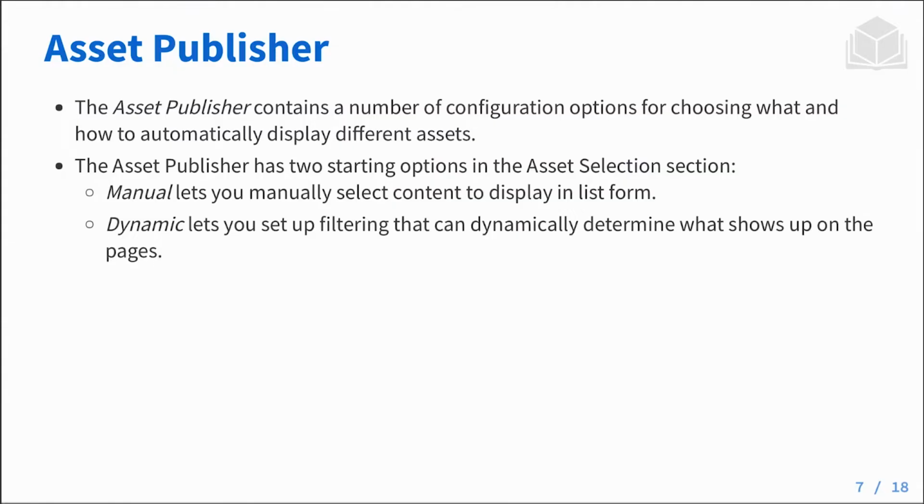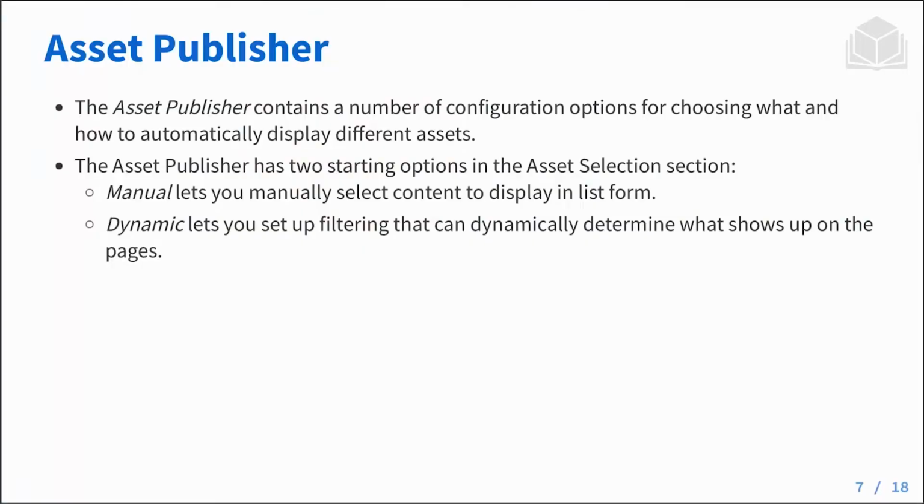To simplify it, I like to think of it as a widget that allows you to determine what content you want to display and how you want to display it. Now, the cool thing about the asset publisher is it allows us to determine how we want to go about getting our content. Right out the gate, if you go to configure an asset publisher, you have the ability to choose the manual option or the dynamic option. The manual option allows you to choose specifically what content you want. So let's say you have a number of press releases that you specifically want to be on display. Manual allows you to do that.